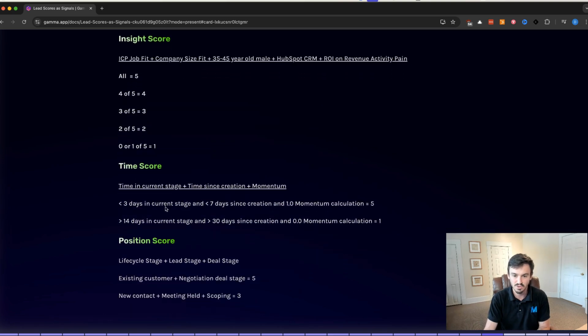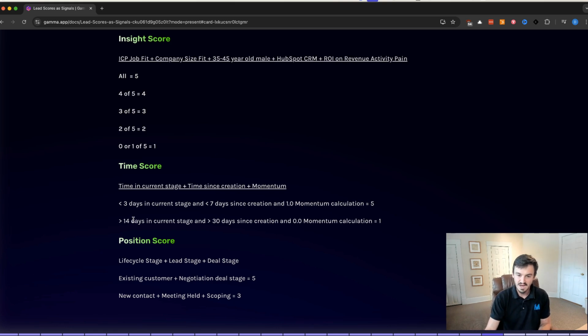And then the time score is time in current stage plus time since creation plus momentum. This is an example, remember? So if they've been less than 3 days in the current stage and less than 7 days since creation and a 1.0 on their momentum calculation, then that would equal a 5. And so we're talking about for momentum, it's how fast they're moving through the life cycle stages and the deal funnels and the recency of their conversions, a little calculation that we do.